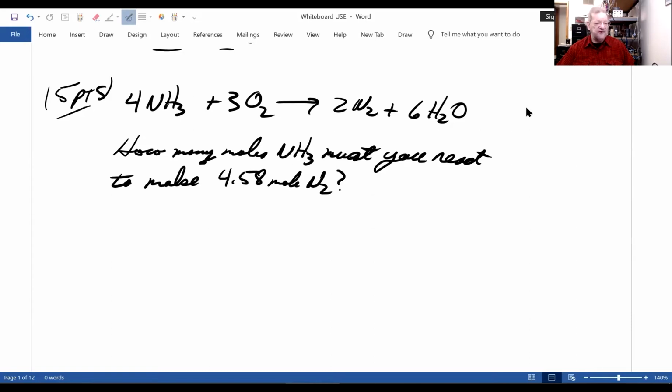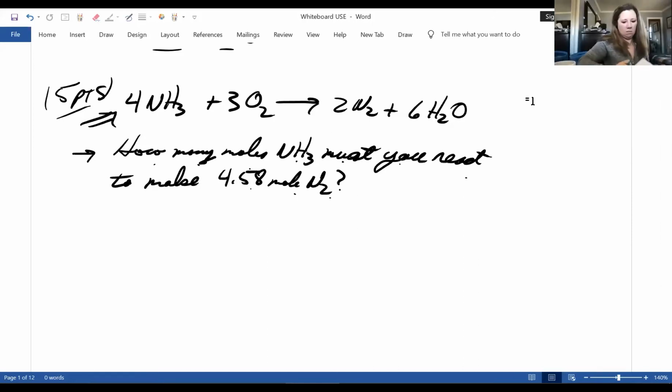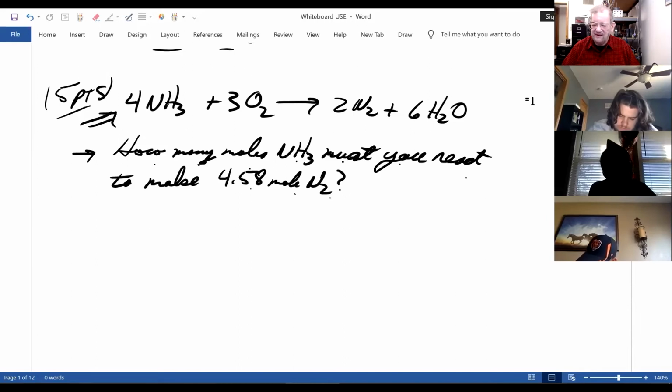And here's one for you. First of all, I'm giving you this balanced chemical equation. And the question is, and I'll translate it for you because a couple of students at my office hour said they have a hard time reading my handwriting. Sometimes I do too. How many moles of ammonia, NH3, must you react to make 4.58 moles of nitrogen? And it's your turn. Ready, set, go. Remember, use your good buddy, your good friend, unit analysis.